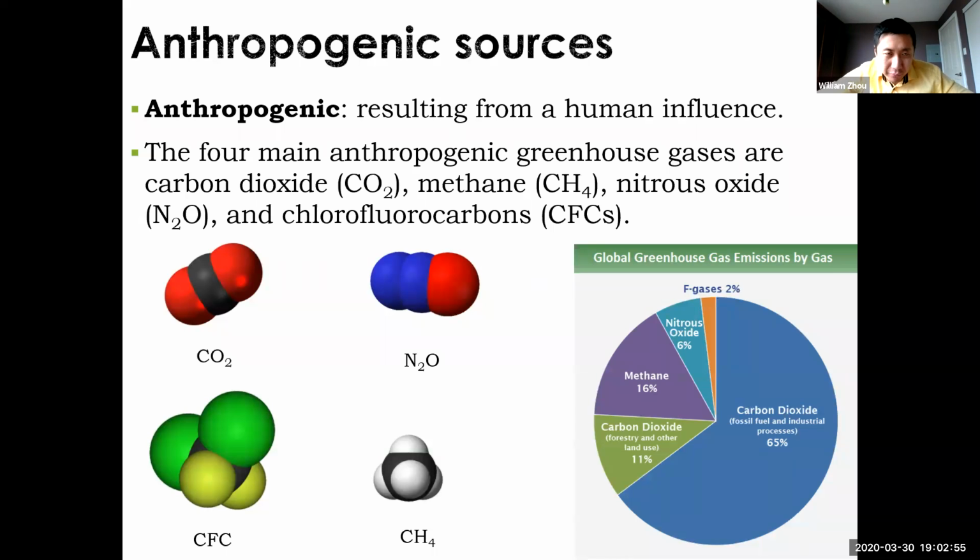Right, so these are the four anthropogenic greenhouse gases. You got to know which one is which. Okay, water is also a greenhouse gas, but it is not anthropogenic. Humans don't really release a lot of water into the atmosphere.